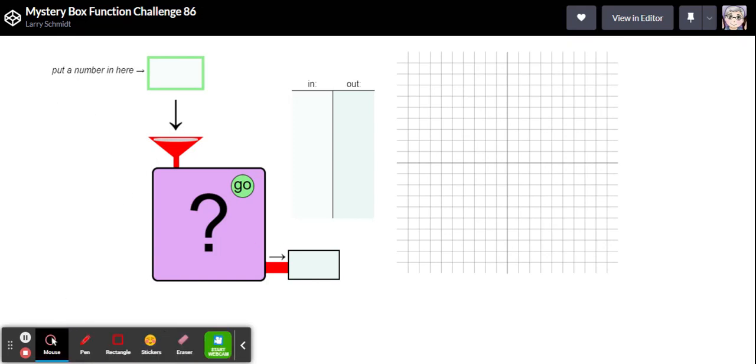In the purple box we have some mystery math and your challenge is to figure out what that is. Click the link in the description and then put in as many numbers as you like at the top, see how they come out changed at the bottom. And when you think you know what the mystery math is, come on back and see if we get the same thing. All right, let's begin with a 0.